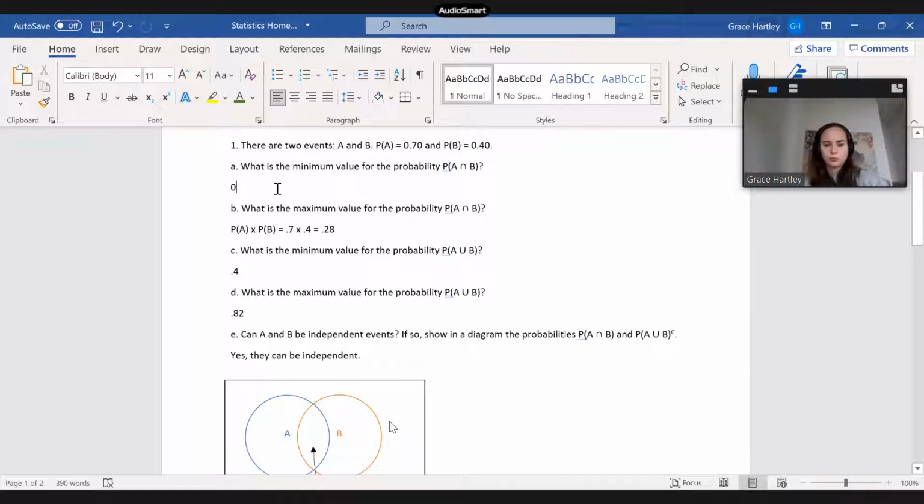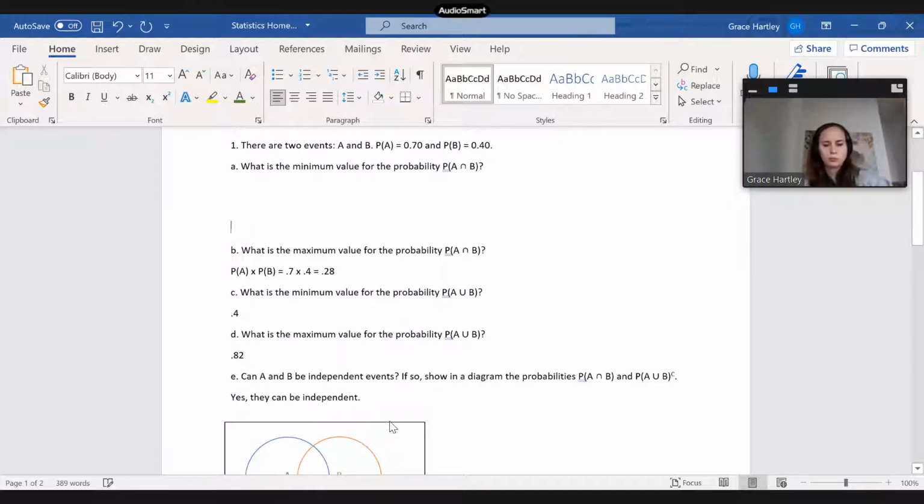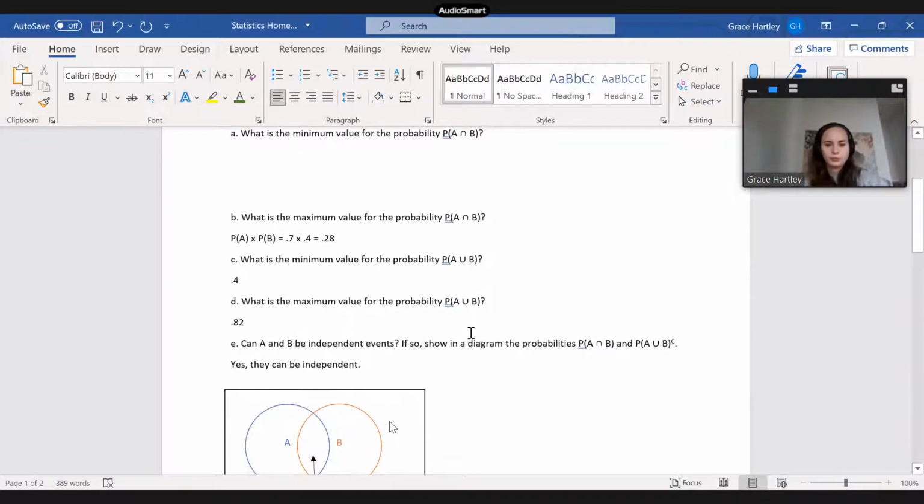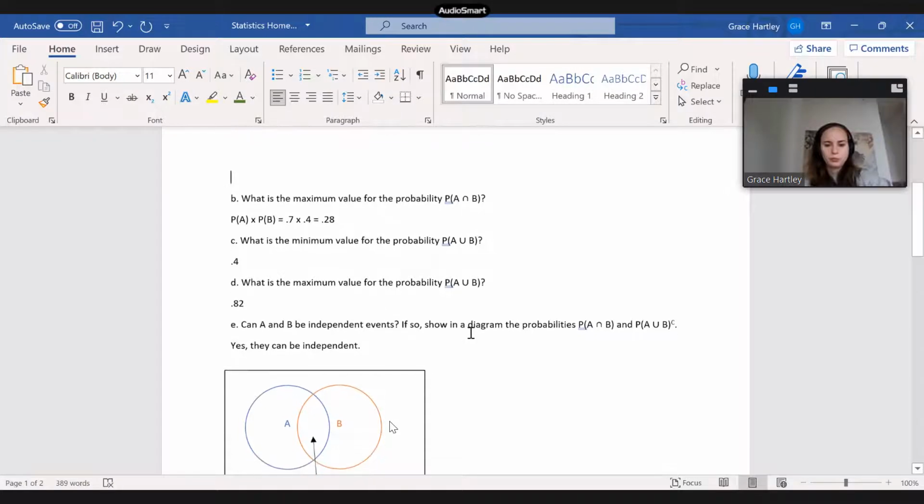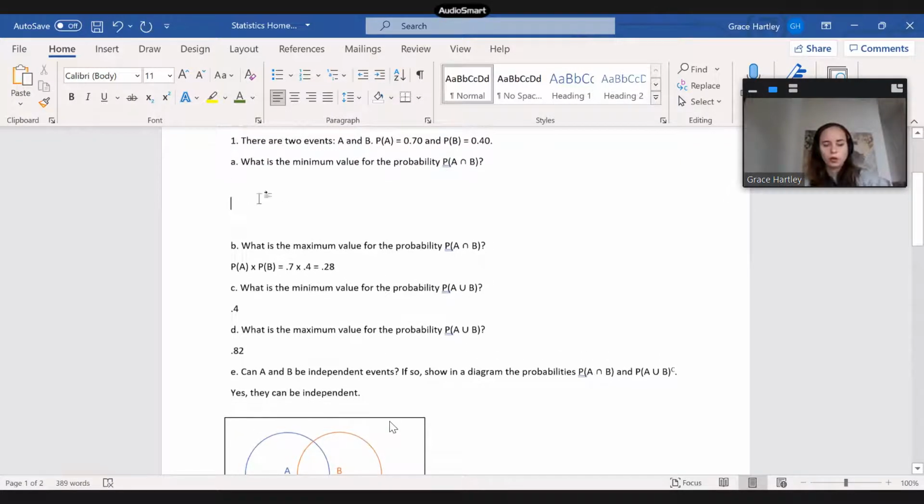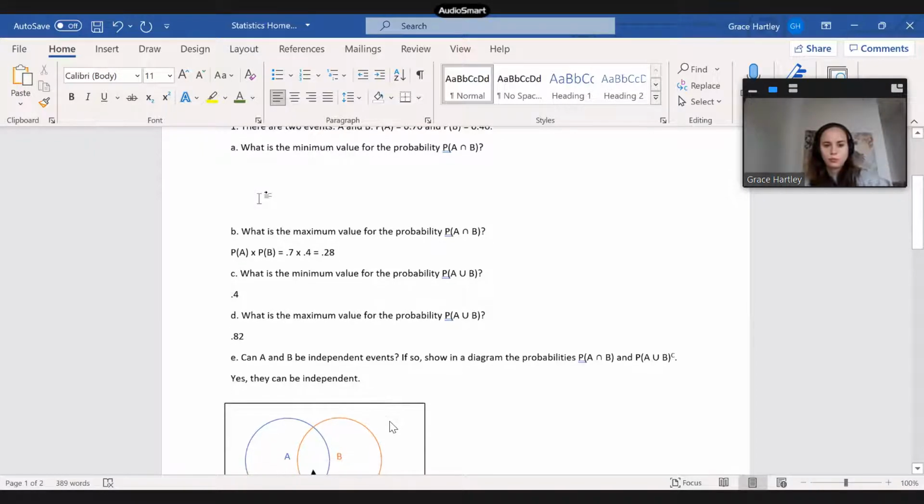But you also draw a big rectangle, and you find that the probability of A plus the probability of B is 1.1, which already exceeds 1. So that's nonsense. You have to make A and B touch each other to make sure the whole area is less than or equal to 1.